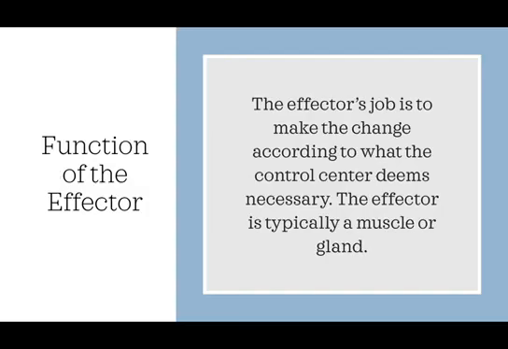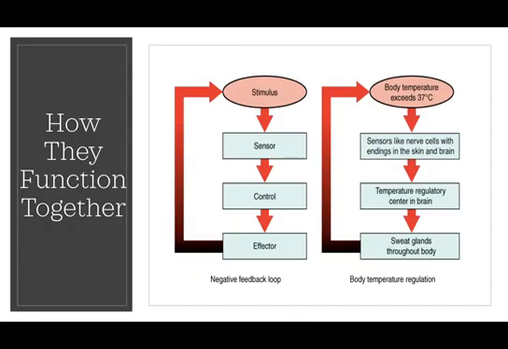The third is the effector, and the function of the effector is to make a change according to what the control center says to do. So basically, the effector, either a muscle or a gland, does what the control center says to do based on what the receptor is telling it. An example would be your body temperature. If it's too hot, then the control center says you need to sweat to cool yourself down, and that would be the sweat gland's job.